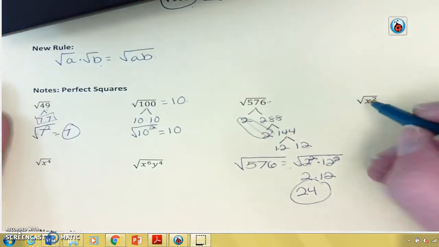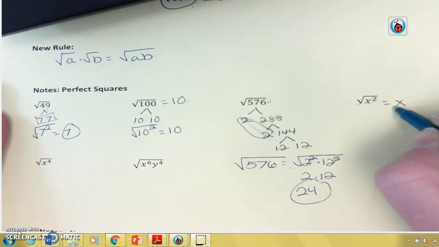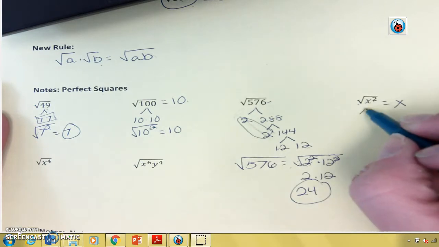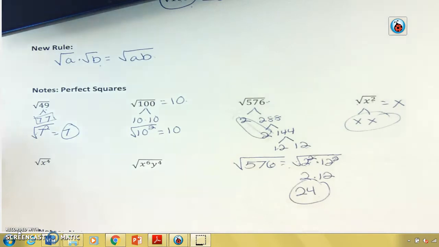Okay. Square root of x squared. Well, a square root and a square undo each other, so that's just x. You could also look at it as x times x. That's where I have a group of 2 of the same thing, so I pull out 1 x.